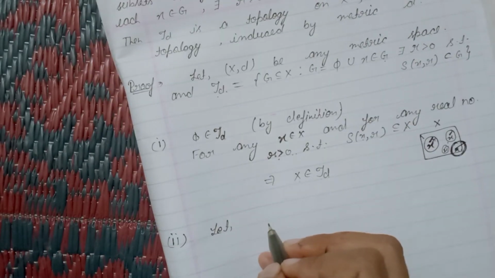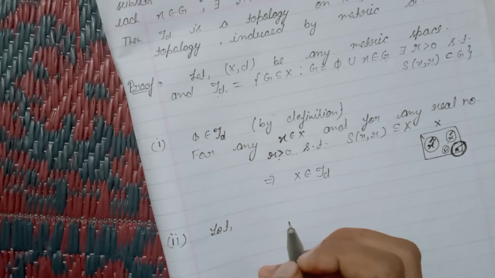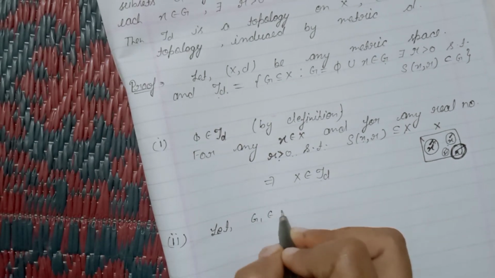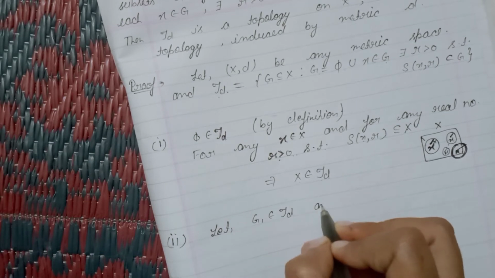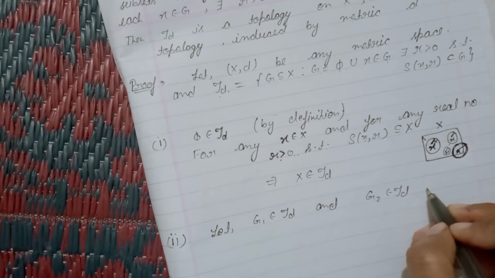Second condition, what is the second condition of topology? The second condition of topology is: if G1 belongs to T and G2 belongs to T, this implies that G1 intersection G2 belongs to T, right? So suppose let G1 belongs to Td and G2 belongs to Td, right?